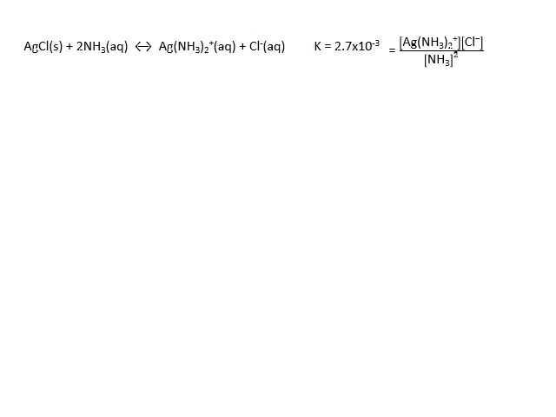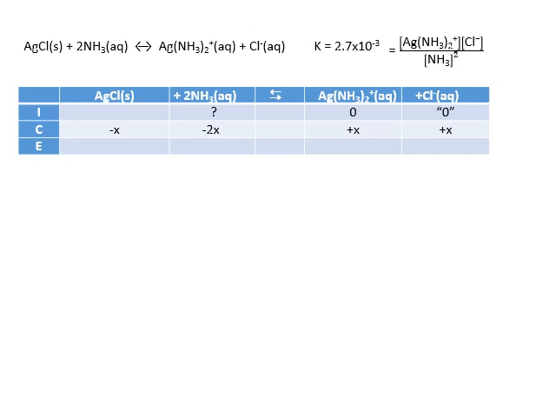So starting with the reaction from the previous slide, showing the dissolution of the silver chloride solid with ammonia to form the complex ion, we can set up an ICE table to calculate the quantities in the system. We're looking for how much ammonia we'll need to add to get all of the silver chloride to dissolve. Since we don't know that, let's put a question mark in there. We'll assume that we start with 0 molar of the two products. Our change row is always plus and minus x's based on stoichiometry.